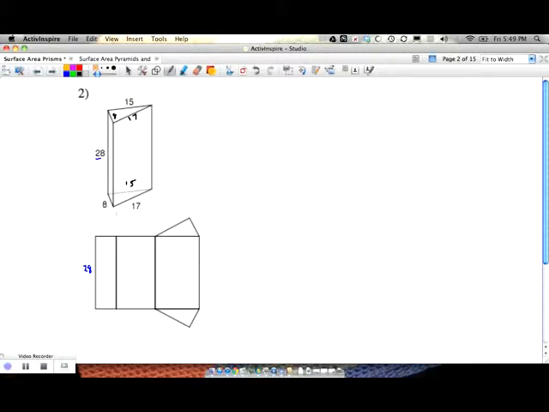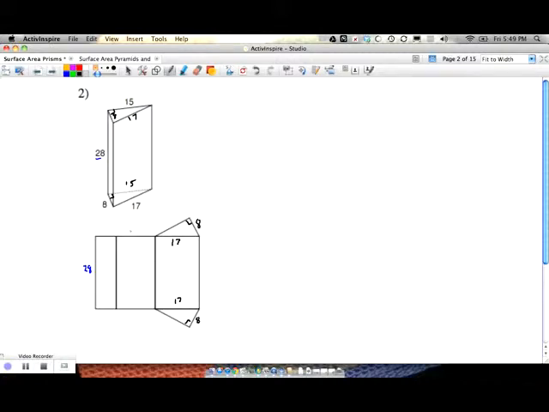8, 15, 17 is a right triangle. And 17 is the biggest side, so that means that this side right here is going to be the corner or right angle. Now when I look at this shape, it looks like this is the right angle, so that means this piece here would be the longest side. If that's the longest side, that's 17. That means this is also 17. And this is a right angle as well.